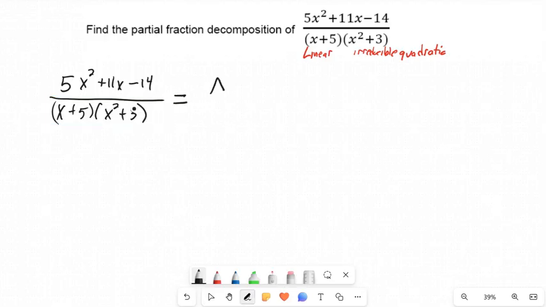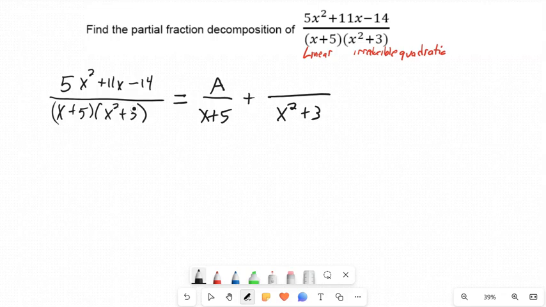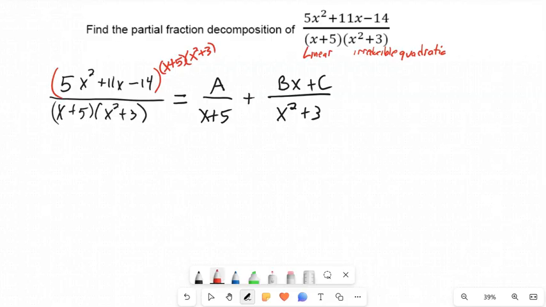So the linear one can be represented as an A, unknown numerator coefficient, over the x plus 5, and the irreducible quadratic is represented with a linear numerator. The general numerator for an irreducible quadratic is a linear form, in this case bx plus c, since we're already using the letter a. All right, we then multiply by the LCD, which is always the first fraction's denominator, the one you are doing partial fraction decomposition on. And you need to multiply by this factor on each term on the left and right.